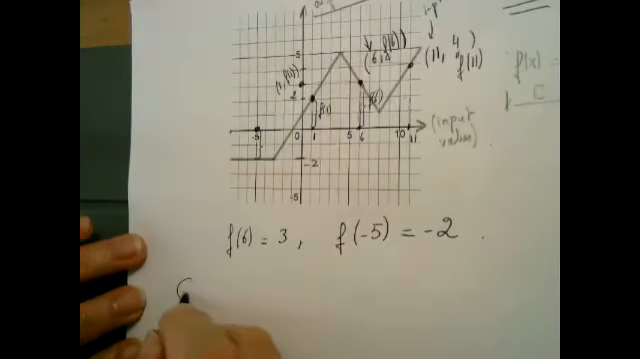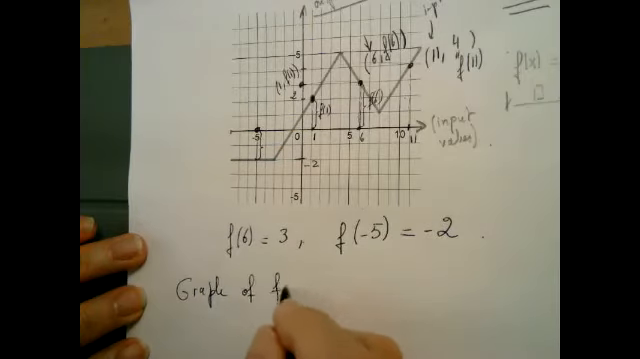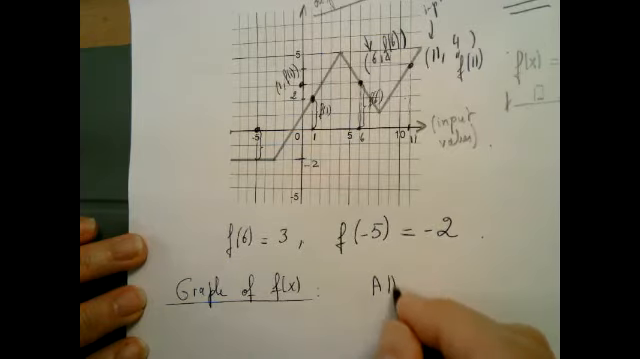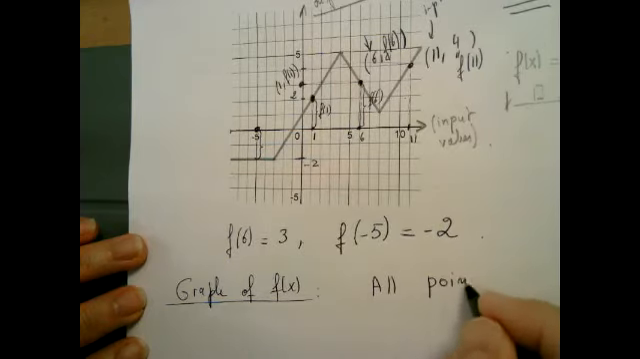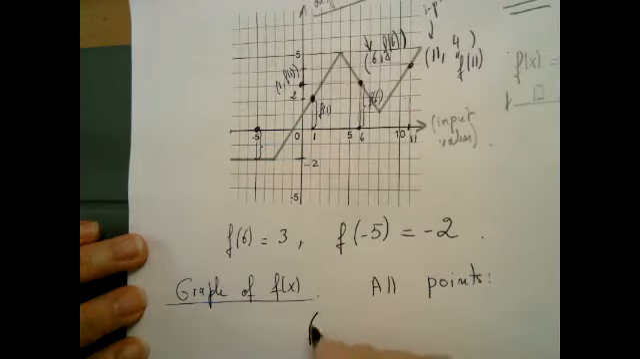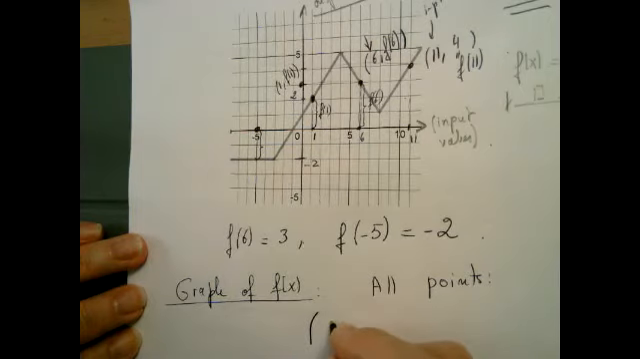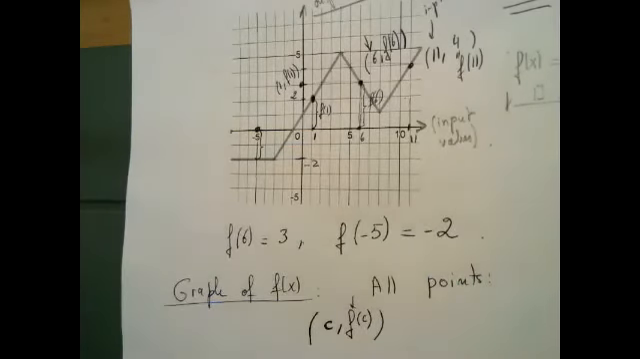So the graph of a function is basically all the points, very specific points. The point has two coordinates. Whatever the first coordinate is, let me call it a C, the second coordinate is the output, f of C. So that's really what the graph is.